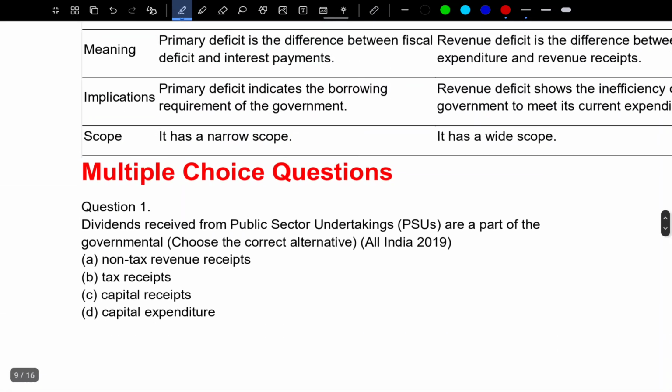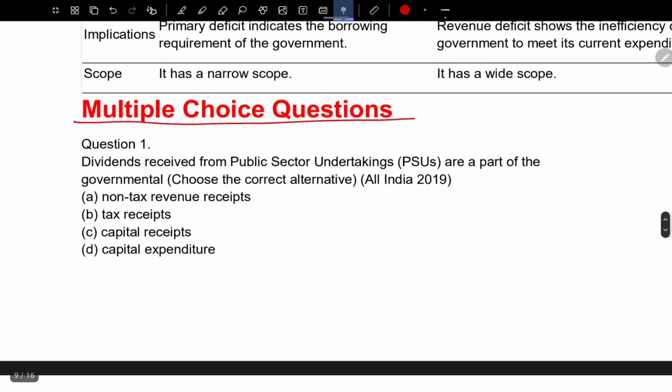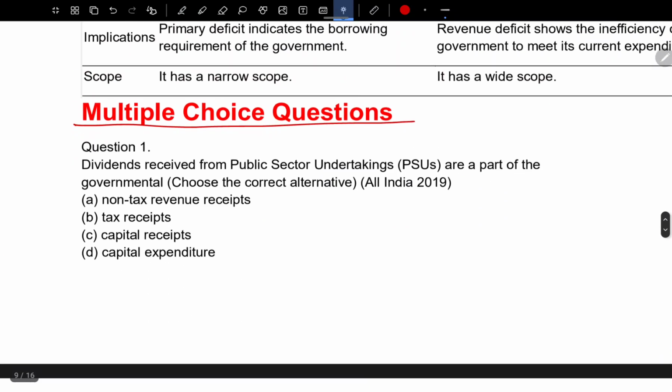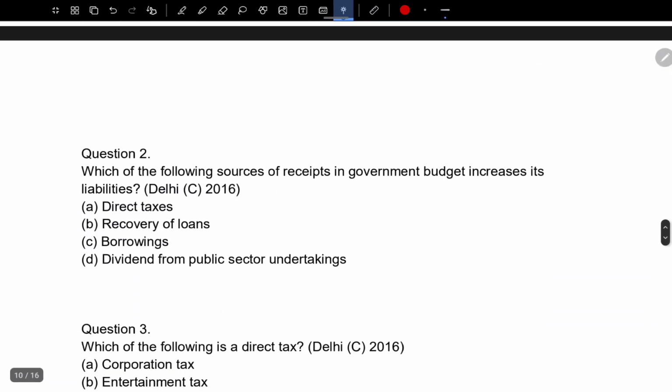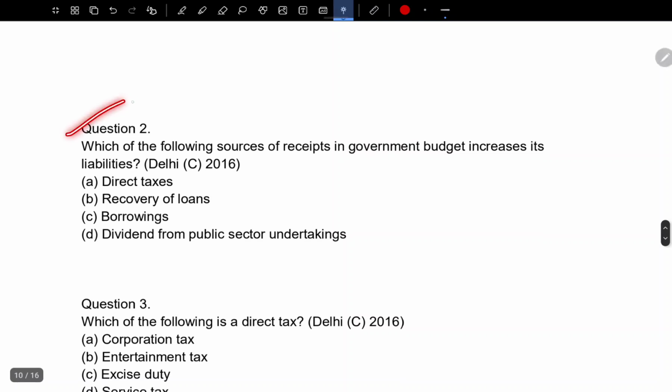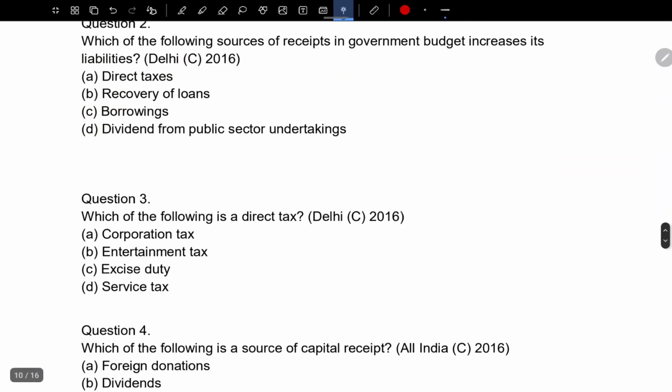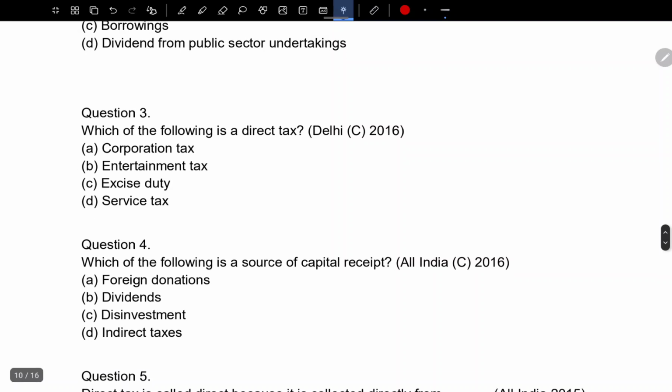Now we will move towards multiple choice questions. Here you have to answer each and every multiple choice question asked in previous examinations. Like question number 1: dividend received from public sector undertakings is part of government's non-tax revenue receipts, tax revenue receipts, capital receipts or capital expenditure. You have to answer that question, go through the PDF and match your answer. Question number 2: which of the following sources of receipts in the government budget increases liabilities? Direct tax, recovery of loans, borrowing, or dividend. Which answer is correct? You have to mention it and go and check your answer.